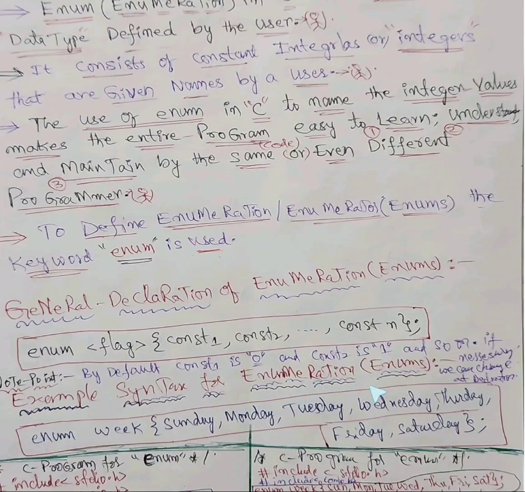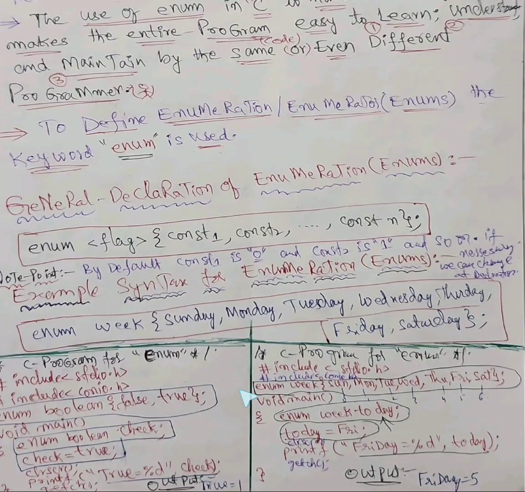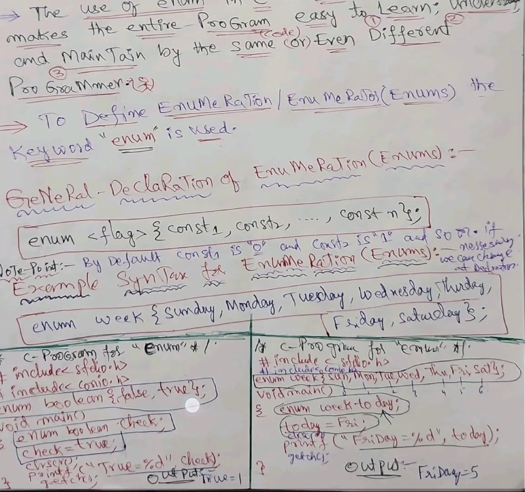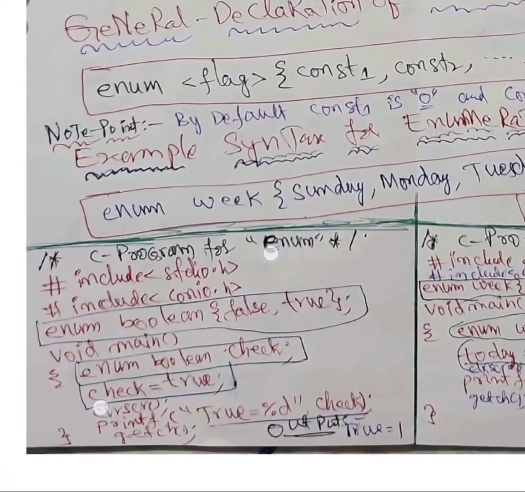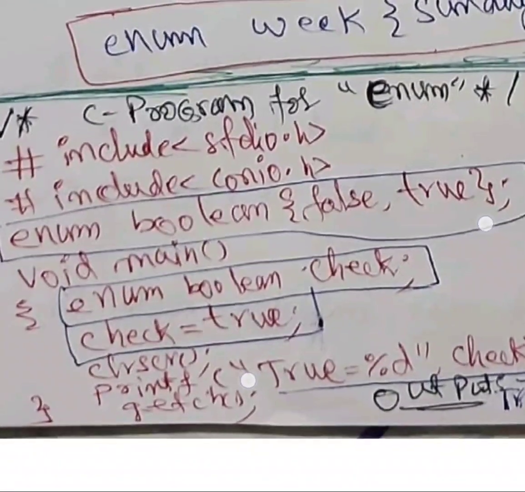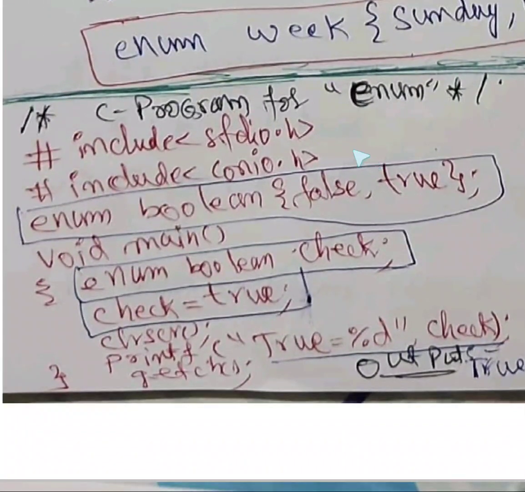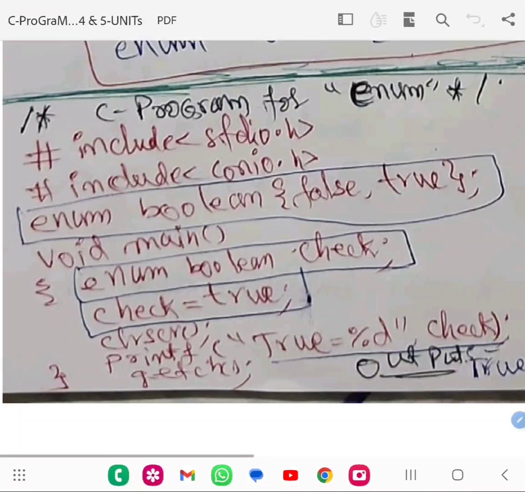Example syntax for enumeration: enum week. If you want to declare week, Sunday, Monday, Tuesday, Wednesday, Thursday, Friday, Saturday. So this is the generic syntax, this is the example syntax, and for that I wrote two programs. One program is very simple.